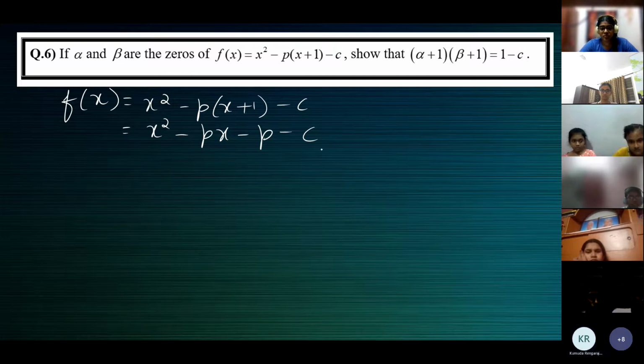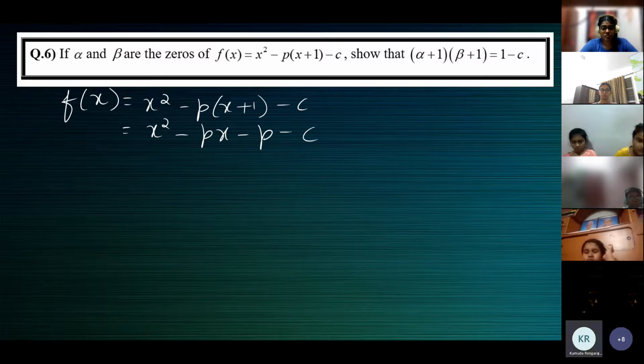So x squared minus p into x is minus px, minus p into plus 1 is minus p, minus c. Now can you see the x square term? What's the coefficient of x square, Rajeshwari? 1, ma'am. What's the coefficient of x? Minus p, ma'am. And what is the constant? Ma'am, minus p minus c. Very good. Minus p minus c is the constant because there is no x or x square in it.